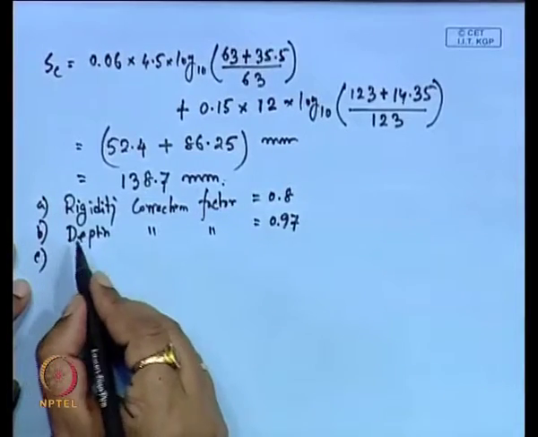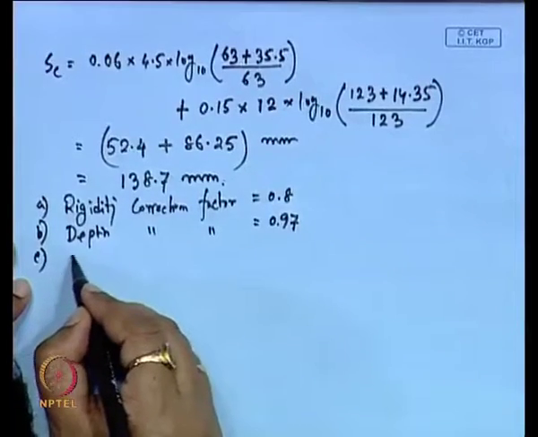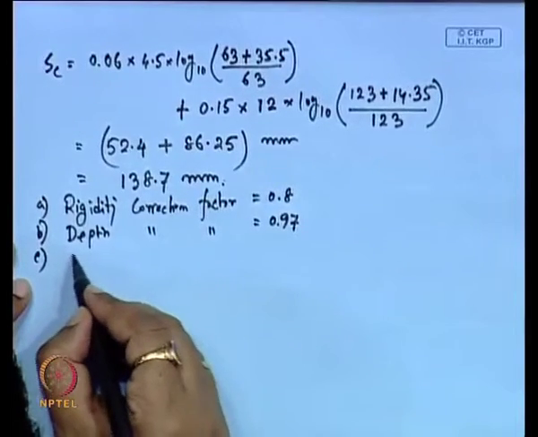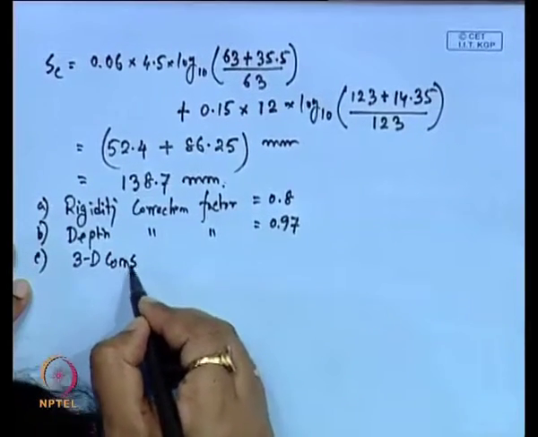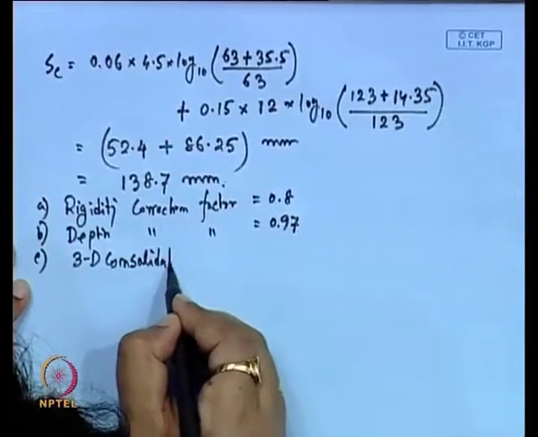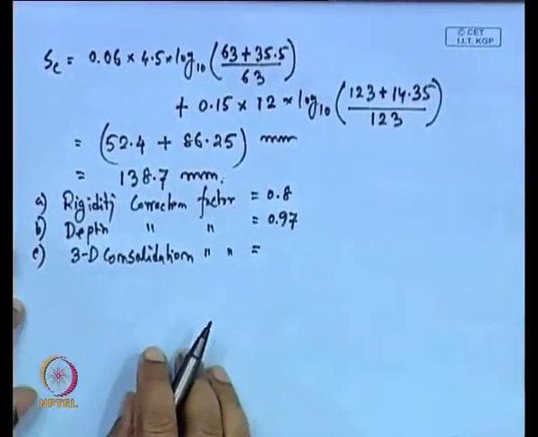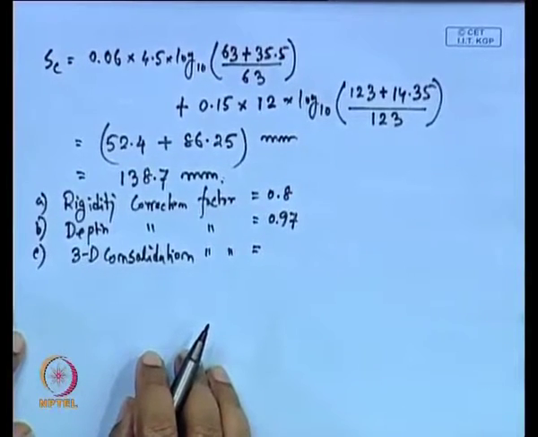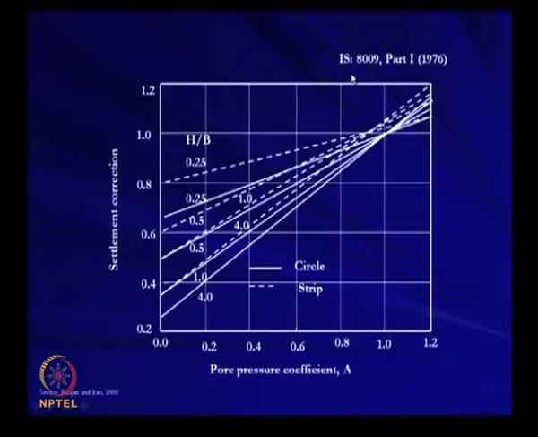the correction factor for the 3D consolidation. This is for the 3D consolidation correction factor. So, then how will we calculate this 3D consolidation correction factor? See, here also this IS code, IS 8003 part 1, suggests a chart by which we can calculate the consolidation correction factor.